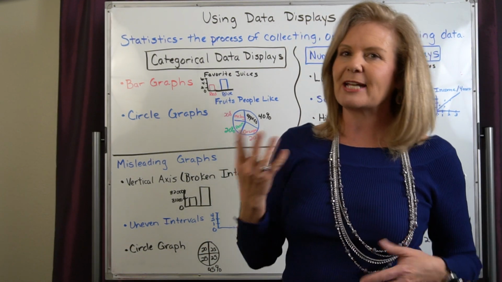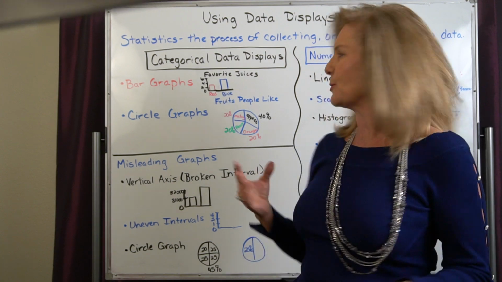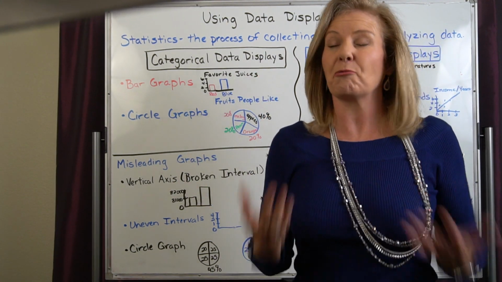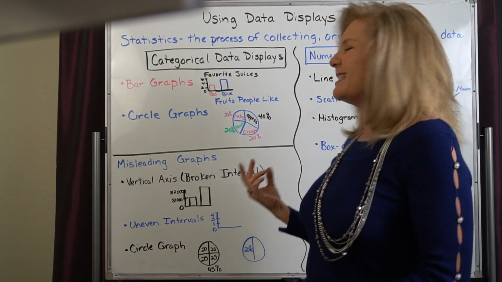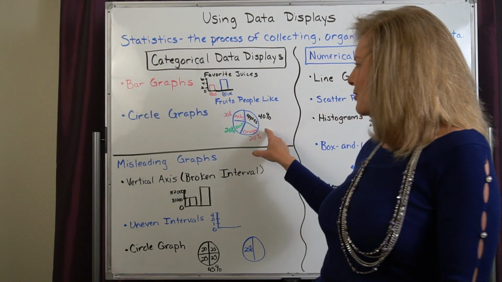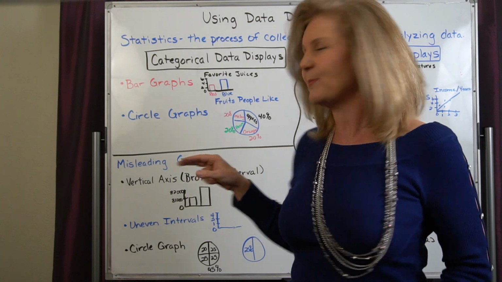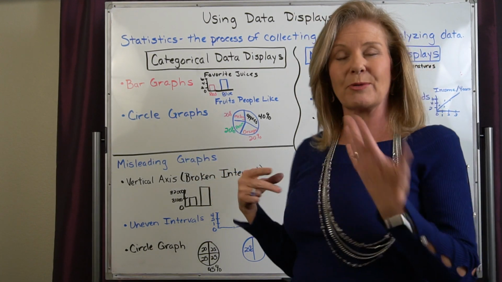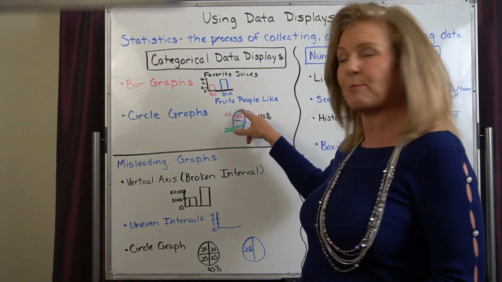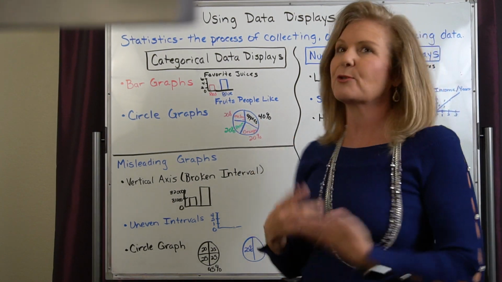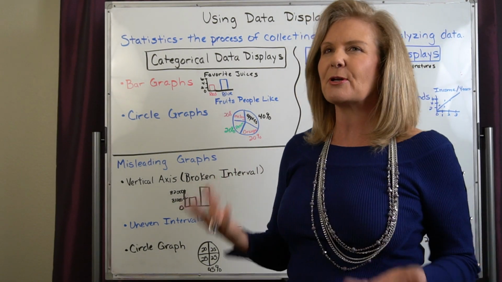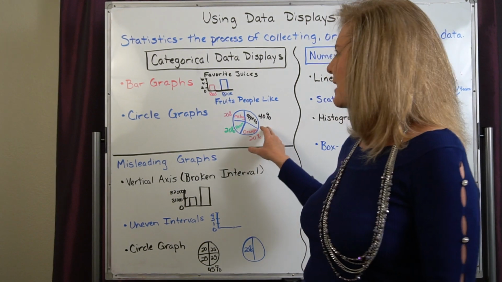Now, there are a lot of advantages and disadvantages between them. The advantages: they're really easy to read. The disadvantages, especially if we take a look at the circle graphs, is we don't know the exact number of people that actually responded to that prompt with that fruit. We just know the percentage. So those are some of the disadvantages.